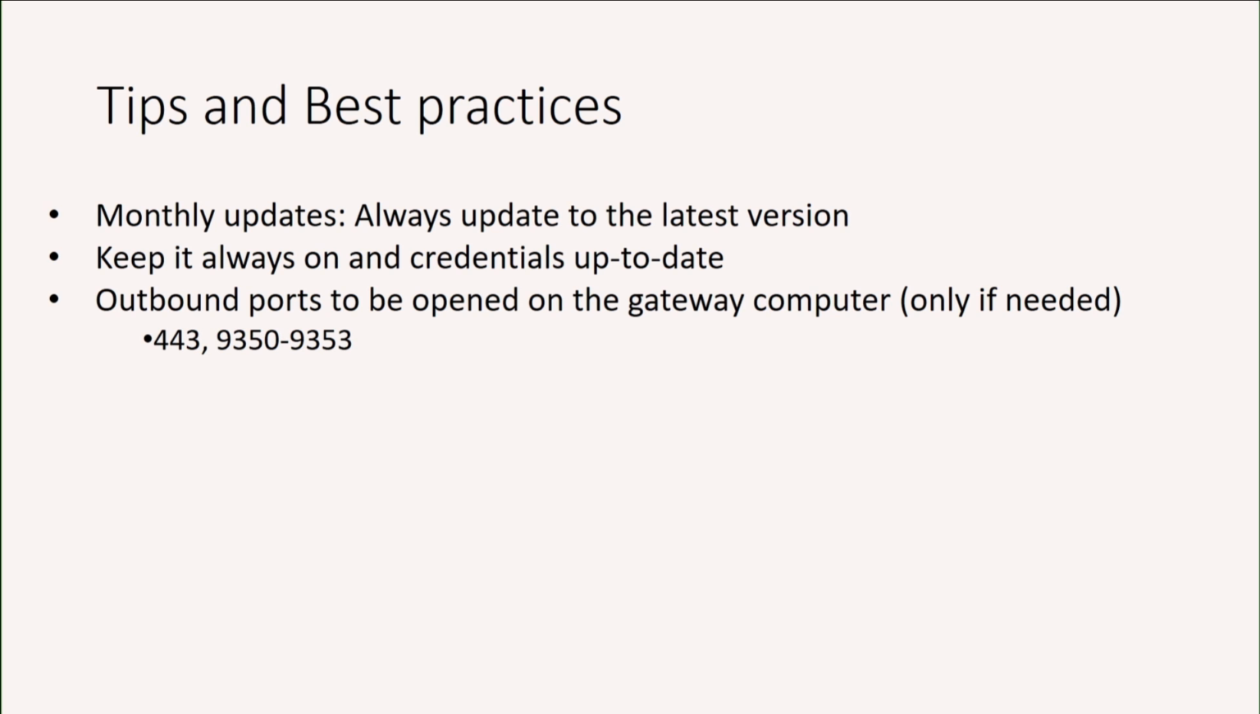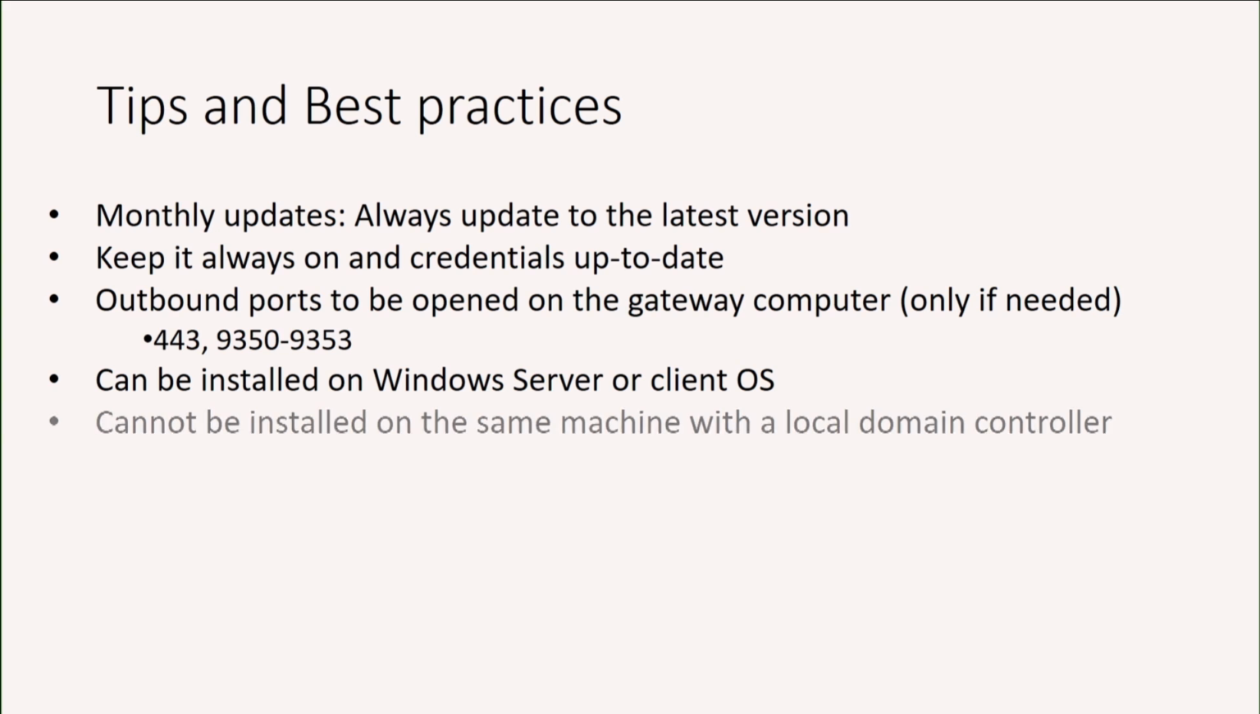And then make sure that your outbound ports are open on the gateway computer. The one that is needed is 443, and the additional ports needed are 9350 to 9353. As I mentioned, the gateway can be installed on a Windows server or client OS, but the heavier you want to use it, the more you want it on a server machine.